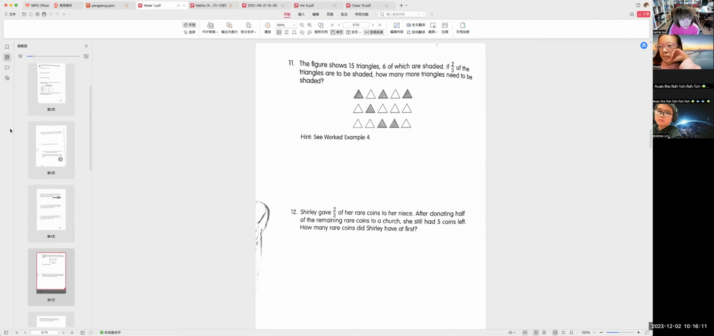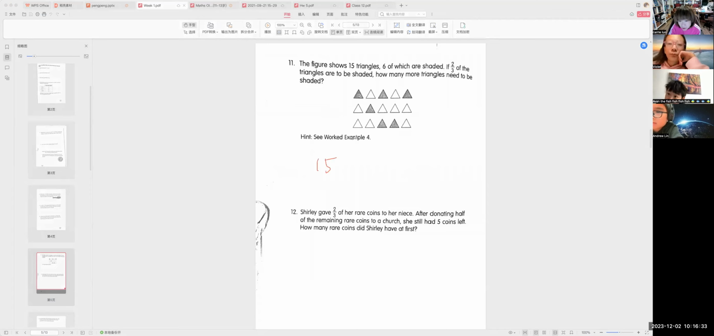Okay, so the figure shows 15 triangles, 6 of which are shaded. If 2/3 of the triangles are to be shaded, how many more triangles need to be shaded? Okay, so let's take a look at this one. We know 6 of them are already shaded. So you have two choices, okay, Violet and Andrew.